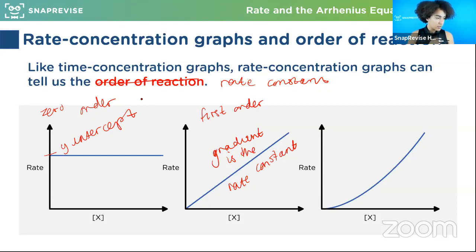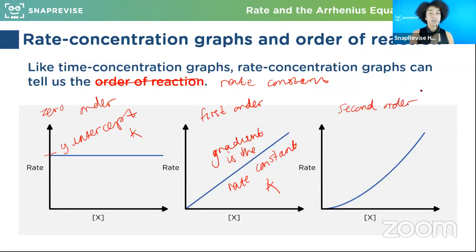Cool, so k equals the rate constant. But yes, for zero order reactions, the y-intercept is our rate constant. And for first order, the gradient is the rate constant. So for second order, this is where everything gets kind of complicated.